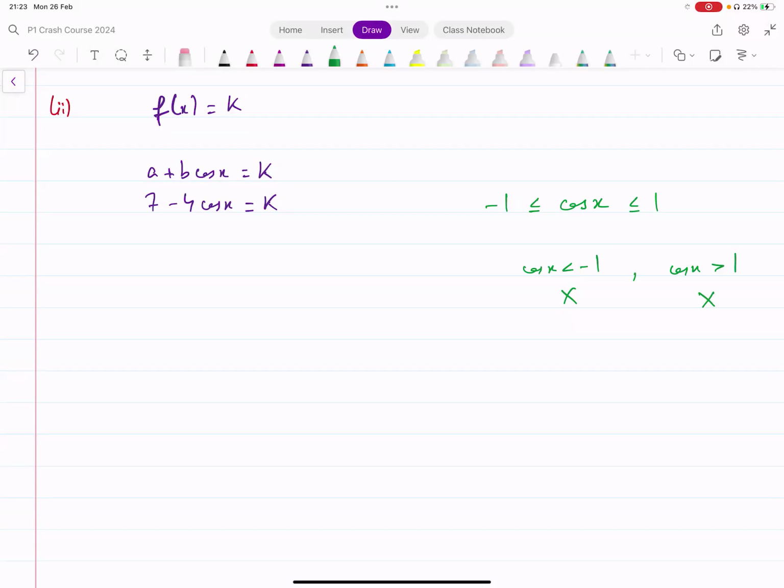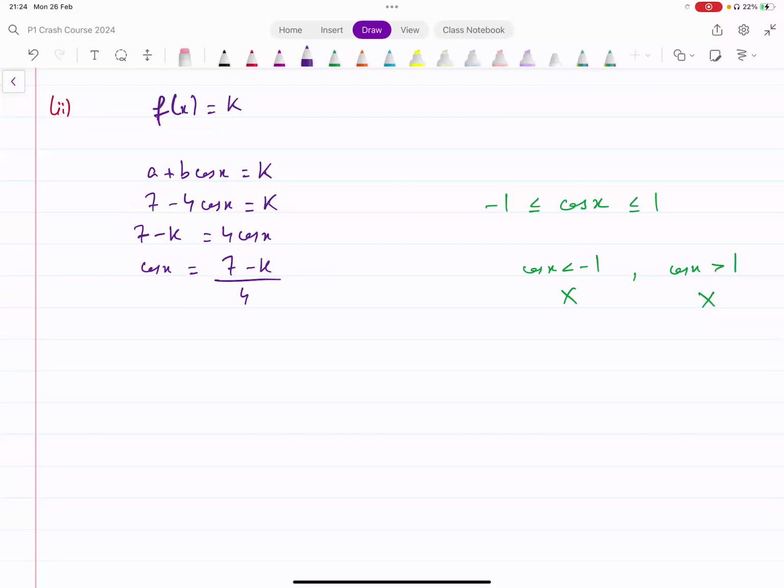Okay. So one idea is, if we have done functions already, this might have been easier because you can just think of the range of this function. What's the maximum value? What's the minimum value? And beyond those, you would not have any solution. But let me do it one way first. Make cos x the subject. That might make it easy to understand. If you make cos x the subject, what do you get? 7 minus k equals 4 cos x, and then cos of x equals 7 minus k over 4.